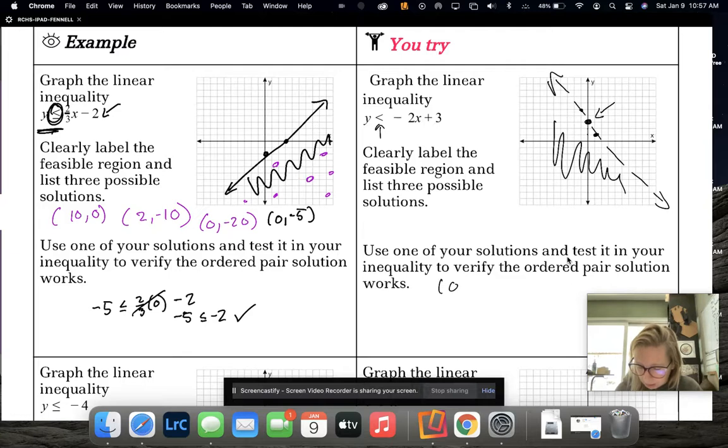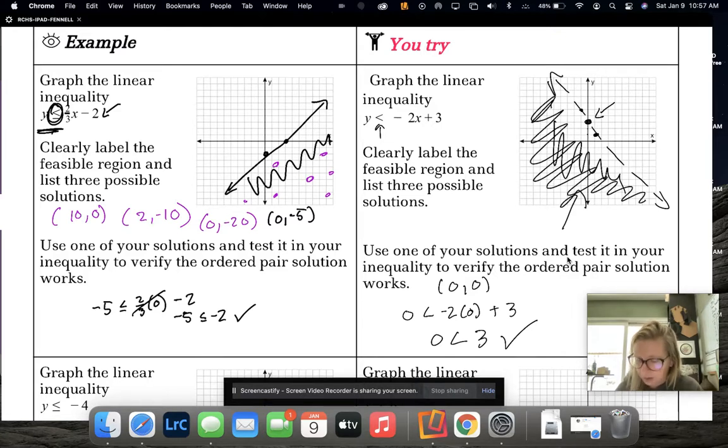I'm assuming 0, 0 is in there, and 0, 0 is a really nice point to test because it's super friendly. 0 is less than -2 times 0 plus 3. Well, 0 is less than 3. That's a true statement. So I have identified my feasible region, which is right here. So everything below this line is my feasible region. So any point there will give us a true statement. 0, 0, -5, 0, -2, -25, right? Anything over there, you could come up with infinitely many points, definitely not points on that line, however.